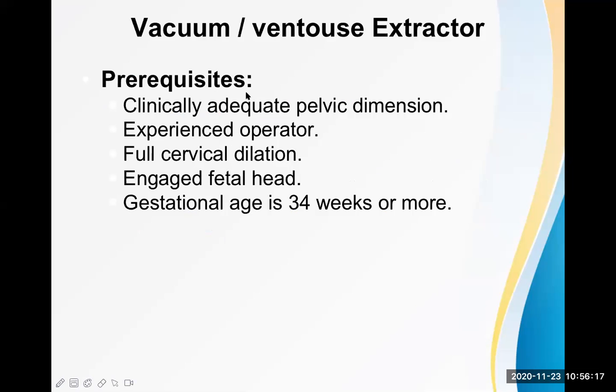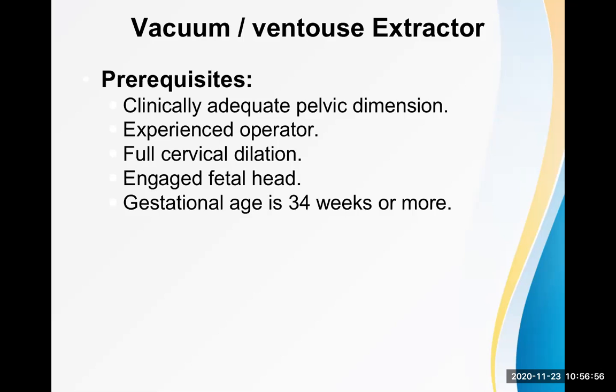Now, what are the prerequisites? Prerequisite means what are the necessary things before you apply vacuum? These are important. If we do not meet these prerequisites, then there is a chance of complication either to the baby or to the mother. First, there should be enough pelvic dimension, meaning the pelvic cavity should be adequate. The diagonal conjugate should be adequate. The interspinous diameter should be adequate, and the diameter between the ischial tuberosities should be adequate.